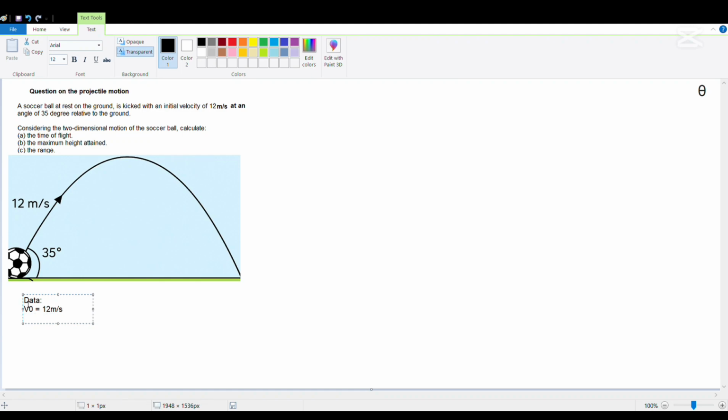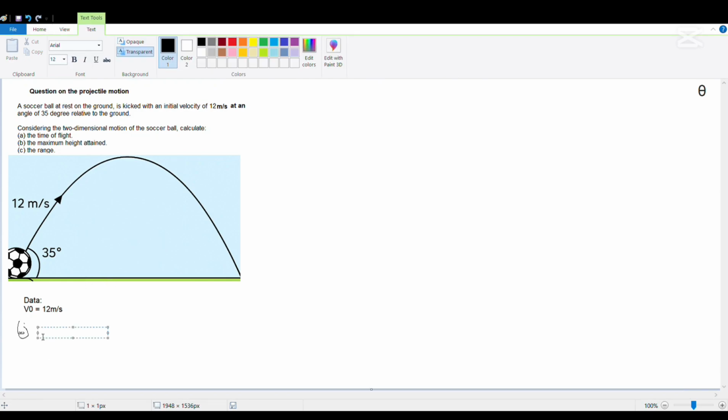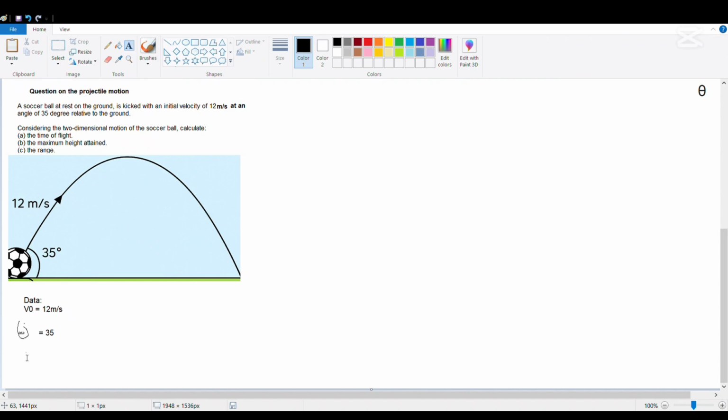Then what is given to us? The angle, which is theta. I can draw it because it's difficult to write the angle. Theta is equal to 35 degrees, sorry, not degrees Celsius. So 35 degrees is given to you.